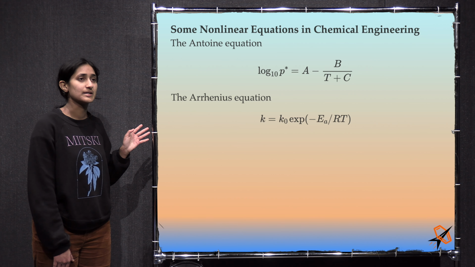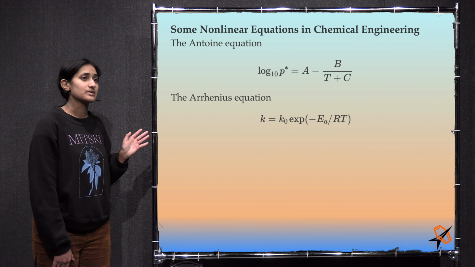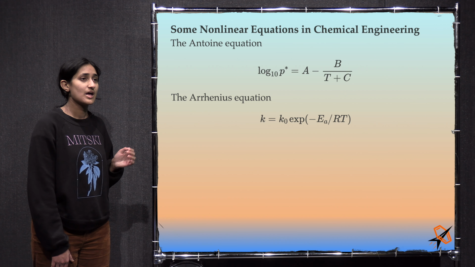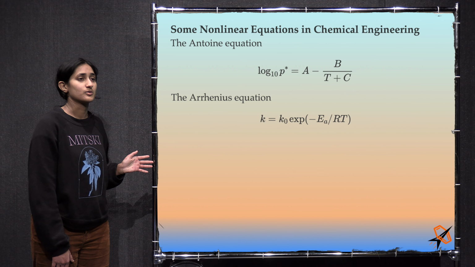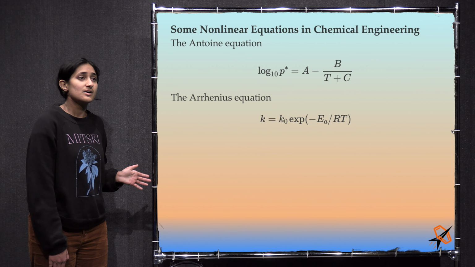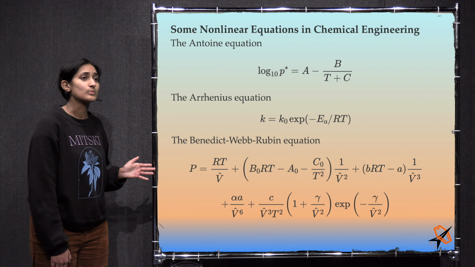We've also seen the Arrhenius equation a few times. Again, you can solve for k as a function of T or T as a function of k in its present form. However, if you have 2 competing chemical reactions, you can end up with equations that can't be solved analytically for T. Finally, in our list today, we have the Benedict-Webb-Rubin equation.